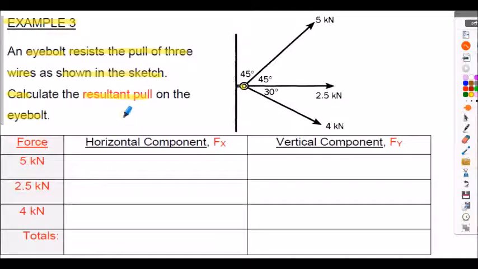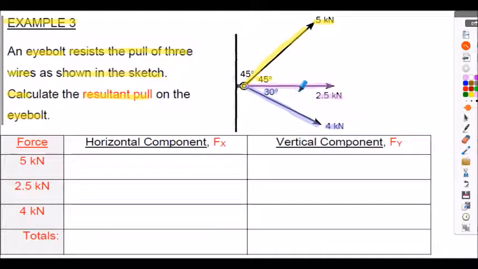In each of the wires there are 3 forces, so in this first wire here we have 5 kilonewtons. In the second wire shown here, we have 2.5 kilonewtons. And in the third wire shown here, we have 4 kilonewtons. Notice the angle, 45 degrees to the horizontal shown here for the 5 kilonewton force. The 2.5 kilonewton force is purely horizontal, and the 4 kilonewton force is 30 degrees to the horizontal as shown here.